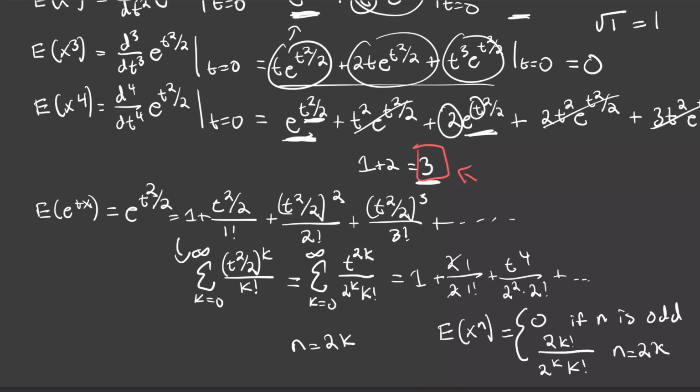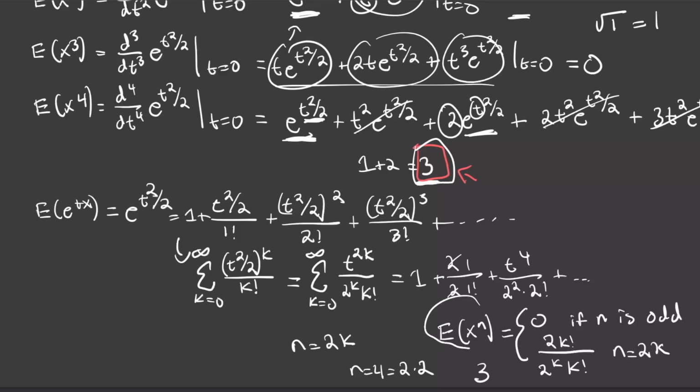But for instance, just using this formula to calculate the fourth moment, we'd have n equals 4, which is equal to 2 times our k value, so k is equal to 2. In that case, when we plug in k is 2, we have 4 factorial on the top divided by 2 to the power of 2 times 2 factorial. On the bottom, I'd have 4 times 2, so 8, and on the top, I'd have 24. 24 divided by 8 is just 3, which is exactly what we got for the fourth moment.